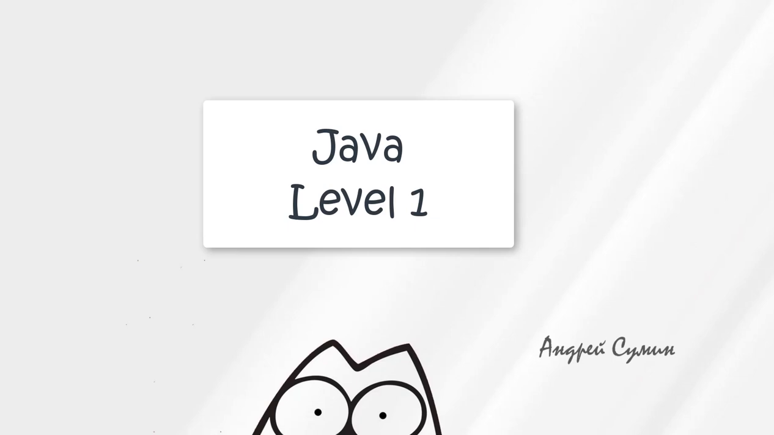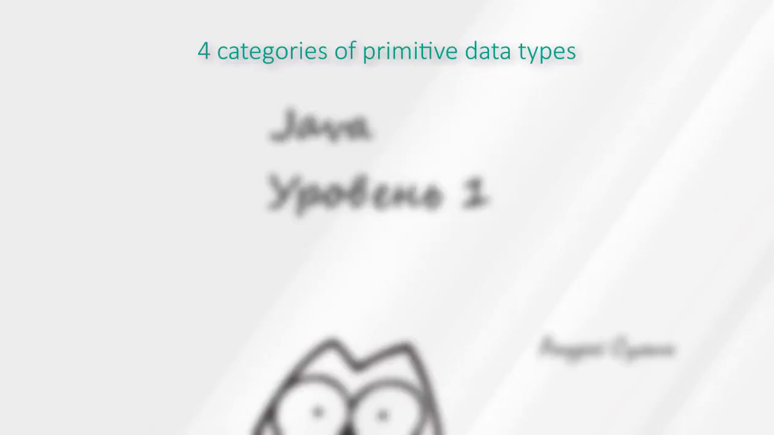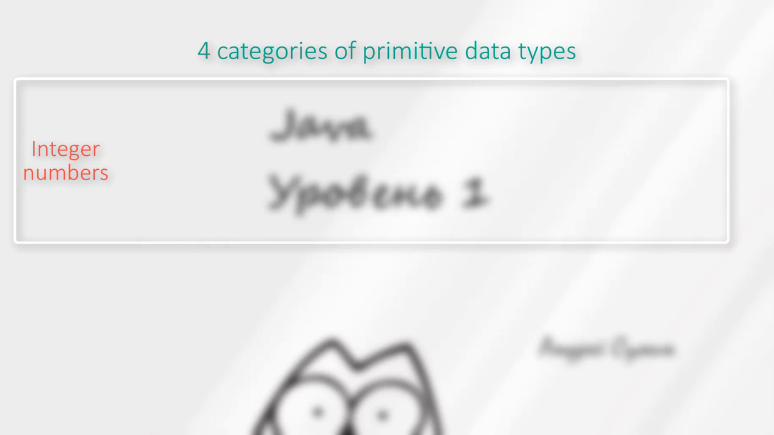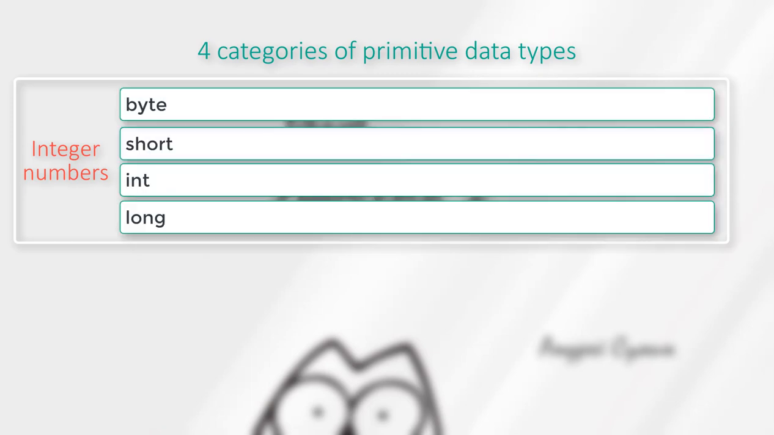Today we will learn more about data types in Java. We already know the integer type or int. Altogether, Java has 8 primitive data types. They can be broken down into 4 categories. The first category embraces integer numbers. They are byte, short, int, and long. All of them represent integer numbers.